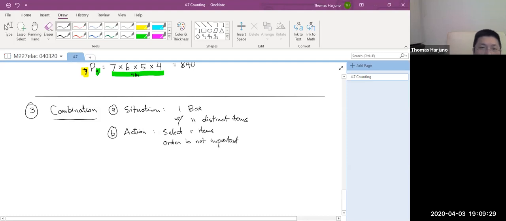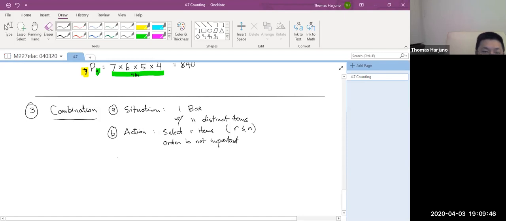Because I select R items from that n, then the number of items I select must be at most only n items. Okay, and because the order is not important, then regardless we take it one by one or not. Okay, because the order is not important anyway.